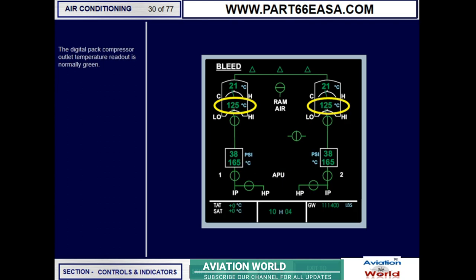The digital pack compressor outlet temperature readout is normally green. It changes to amber if the pack compressor outlet temperature is excessive. An ECAM message would also be displayed.